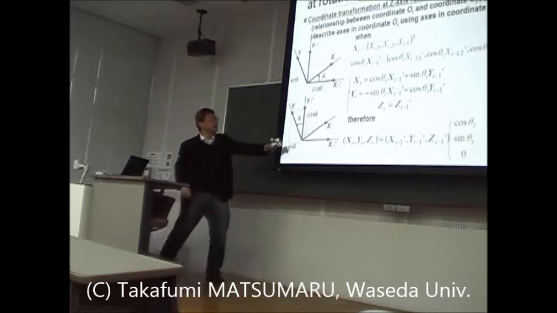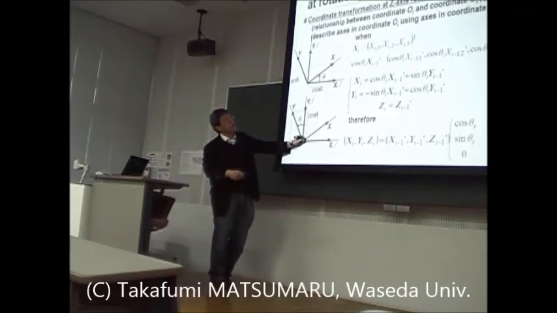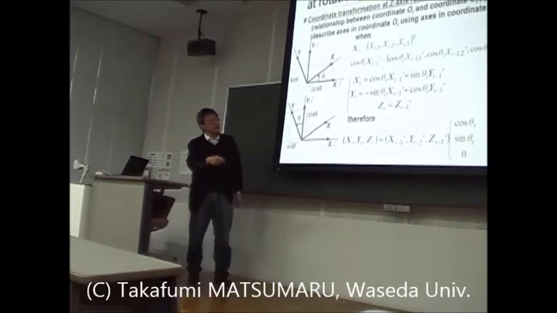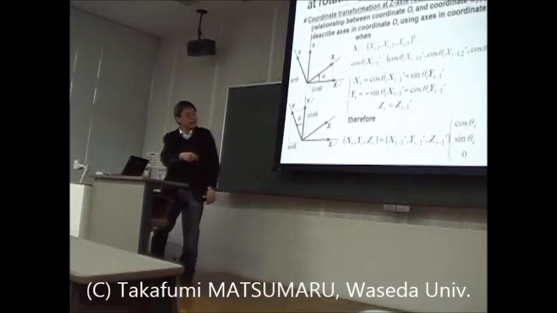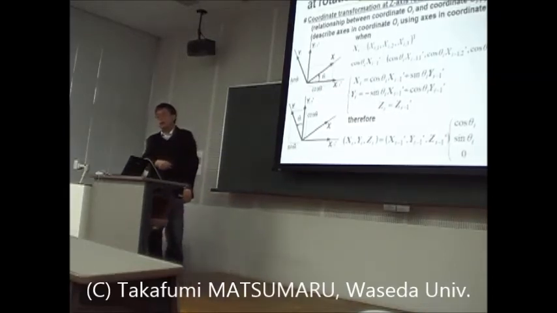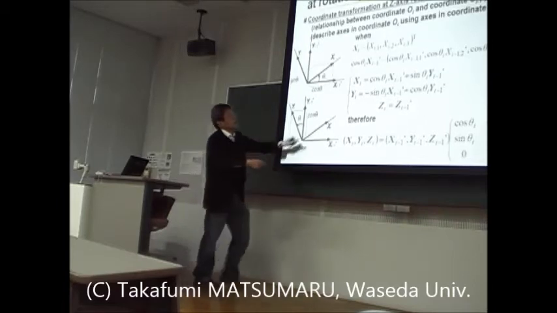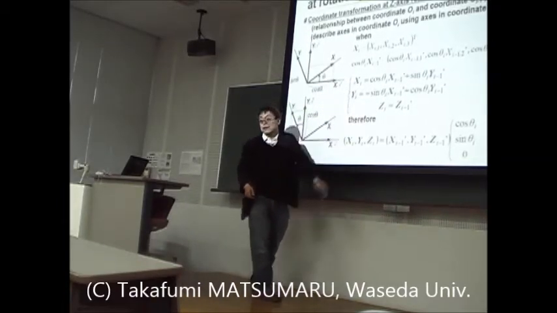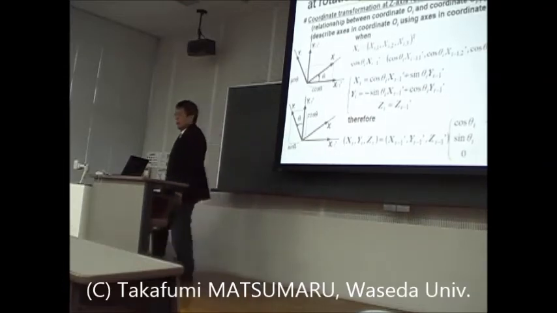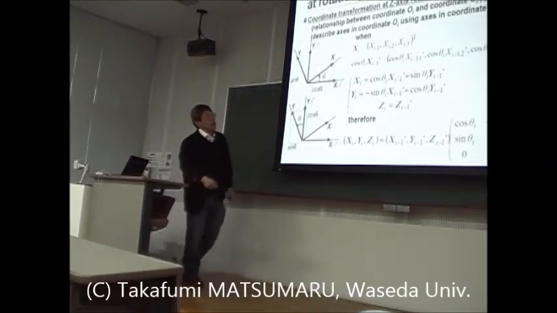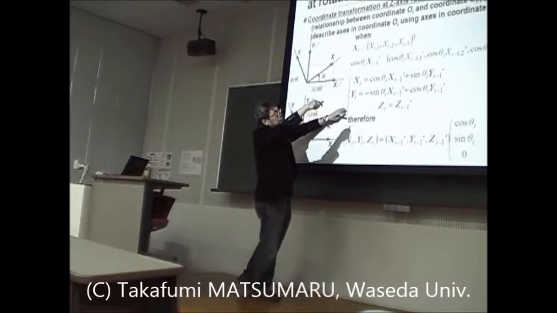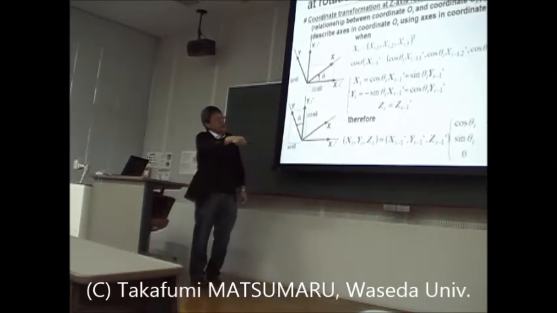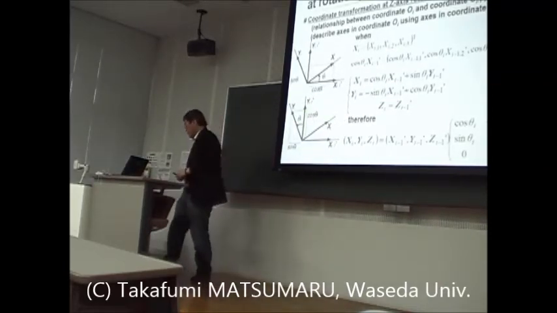Okay, and the z-axis is the same. The z-axis is the same, so the new z is the same as the old z unit vector. So these three equations you can understand. This is a vector, okay? And all of these three equations are summarized like this.